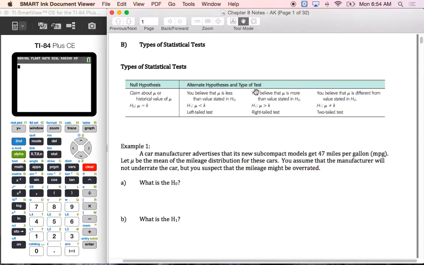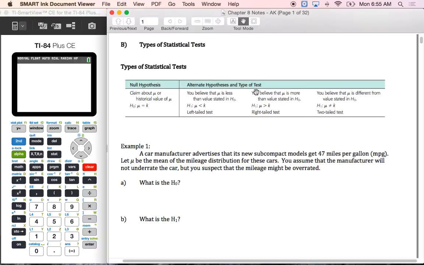Now, for our alternate hypothesis, we've got three different things. We either are going to have mu less than, mu greater than, or mu doesn't equal. If it's less than the value stated for the null. If it's greater than, we're saying it's more than the value for the null. If it doesn't equal, then we're saying that it's different than the value. Now, each of these are called our left-tailed, right-tailed, and two-tailed tests, too. So sometimes you might see those words pop up on your web assignment when you go through it.